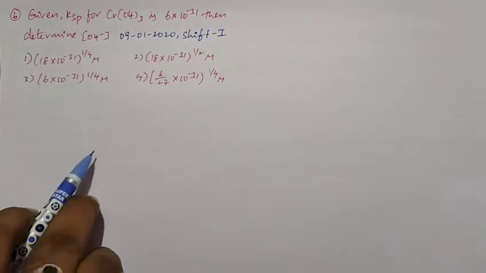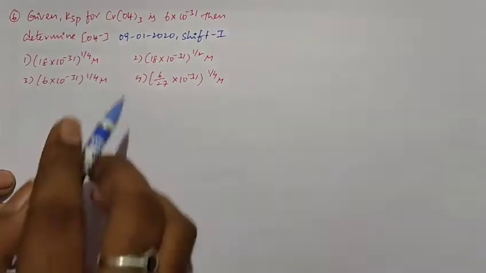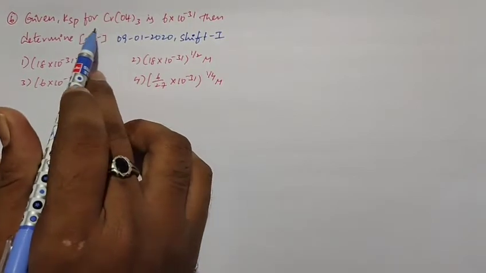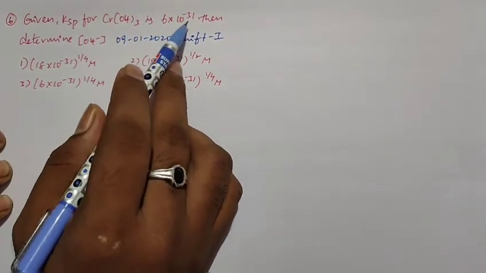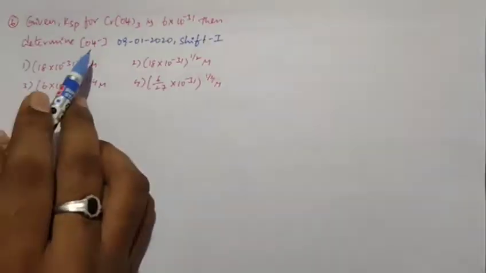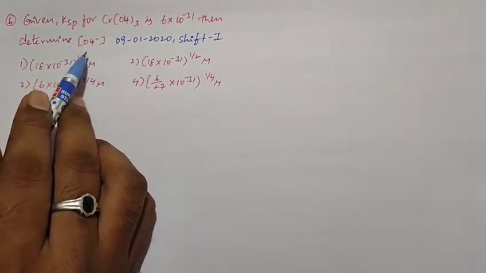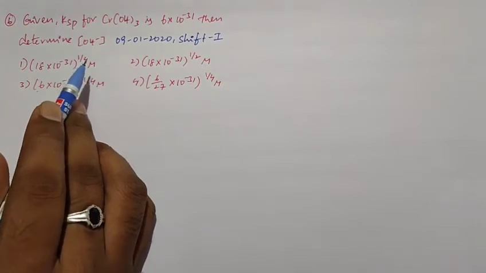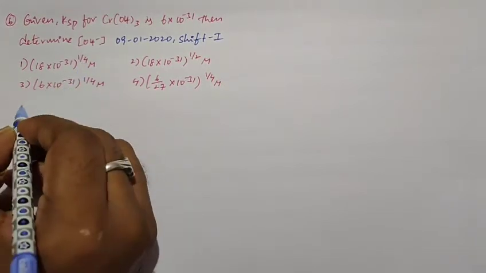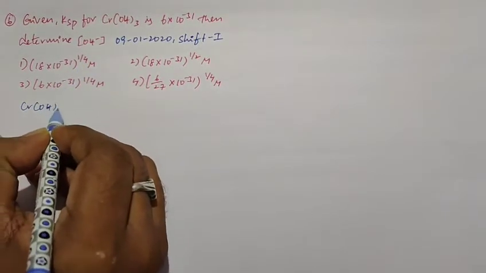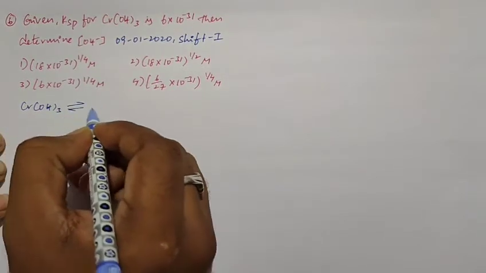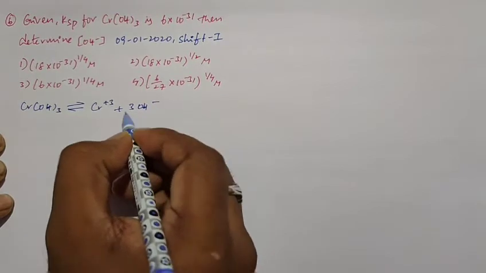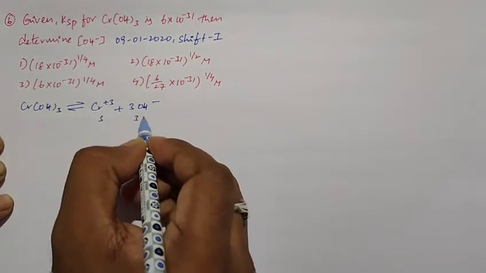That's all. Okay students, so this is the next question. This question is given in the 9th January 2020 shift 1 paper. Given the KSP of chromium hydroxide is 6 into 10 power minus 31, determine the concentration of OH minus ion. So here they are asking about the OH minus concentration. When the chromium hydroxide undergoes dissociation, it forms chromium ion and 3 moles of hydroxide ion. So they are taken as S and 3S.